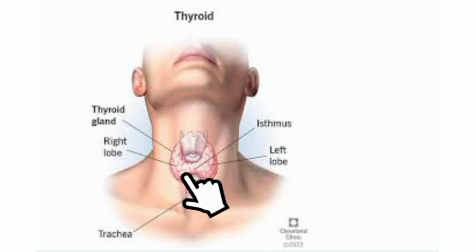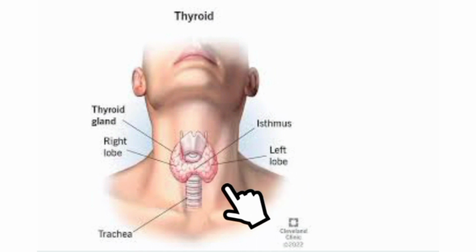In front of the trachea, here we have thyroid gland, and the structure of thyroid gland includes two lobes. You can see here is the right lobe of the thyroid gland, and here we have the left lobe of the thyroid gland, and both these lobes are connected by means of a middle structure which is known as isthmus. So you have a right lobe, a left lobe, and isthmus connecting these two lobes of the thyroid gland. So this is a butterfly shaped structure.